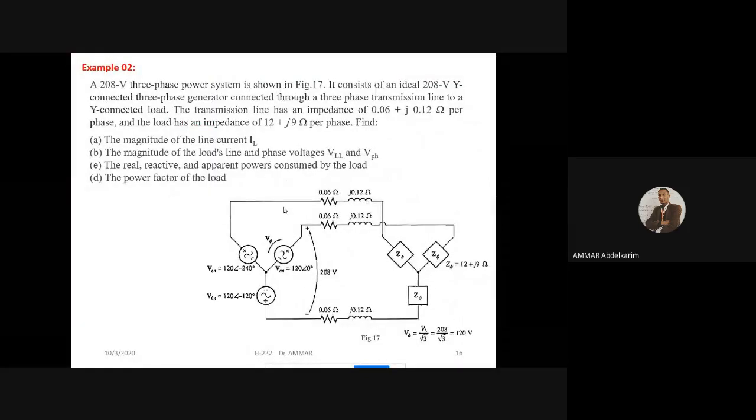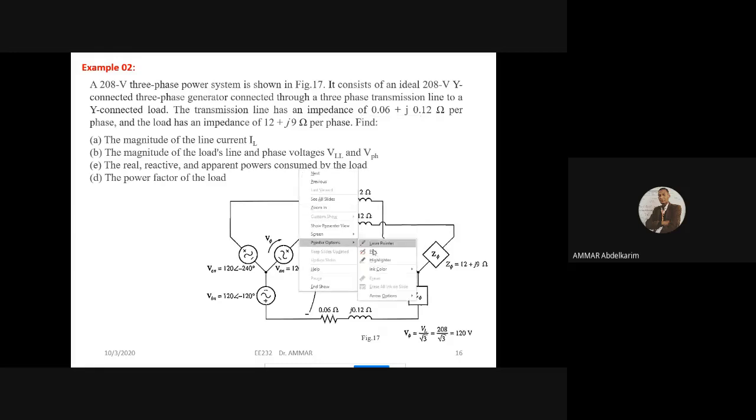A three-phase power system is shown in figure 17. It consists of an ideal, Y connected, so ideal means it's a balanced Y connected three-phase generator, connected through a three-phase transmission line to a Y connected load. The transmission line has an impedance of 0.06 plus j0.12 ohm per phase.